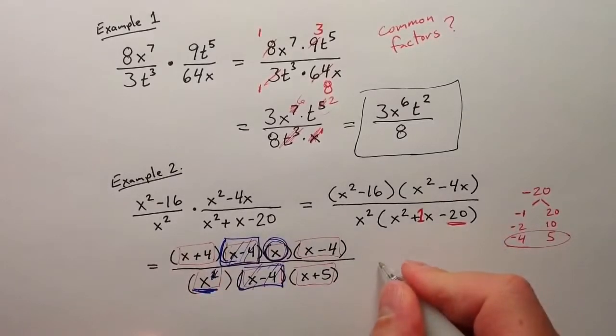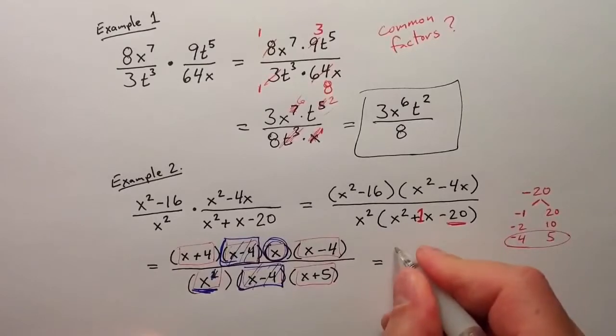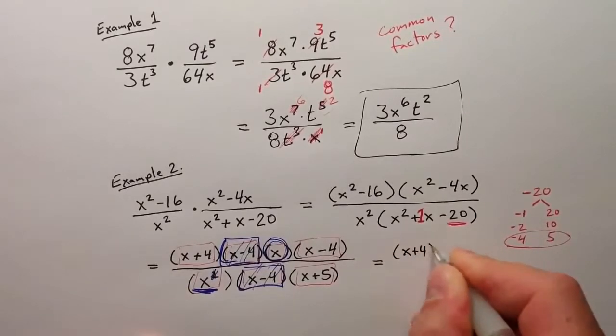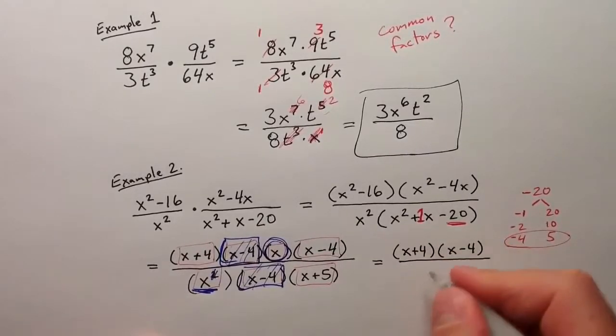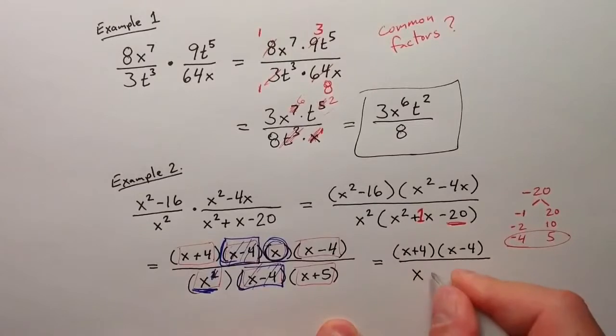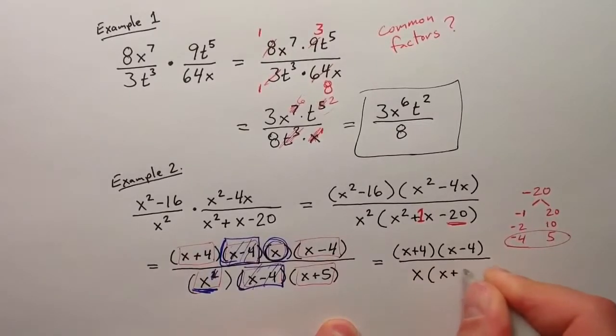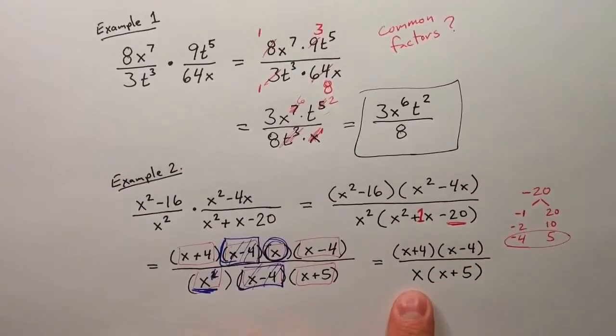And so our final expression, what's left up top is x plus 4 times x minus 4 divided by x times x plus 5. And now because x is just a single expression, I don't need parentheses around that, but I do need parentheses around the x plus 5 because both of those terms are multiplied by x. And of course I need parentheses around x plus 4 and x minus 4 because they're multiplied. Both of those terms are multiplied with both of the terms in x minus 4.